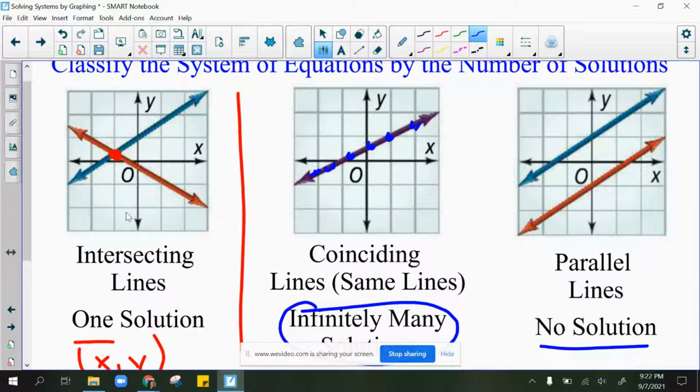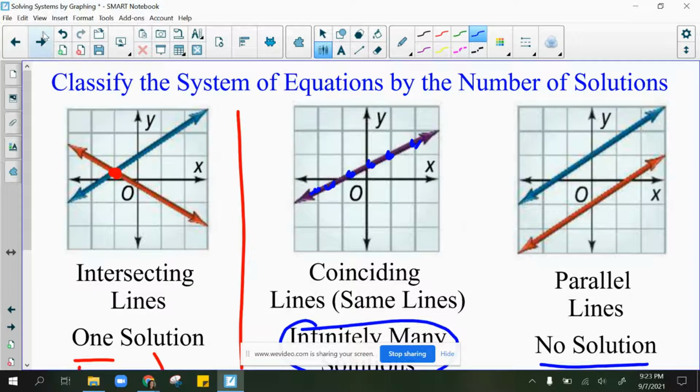So most of the time we're going to get an answer. We're going to figure out where they cross. And then sometimes you get these two special cases where they cross at every single point that's on the line or they never cross. Okay.